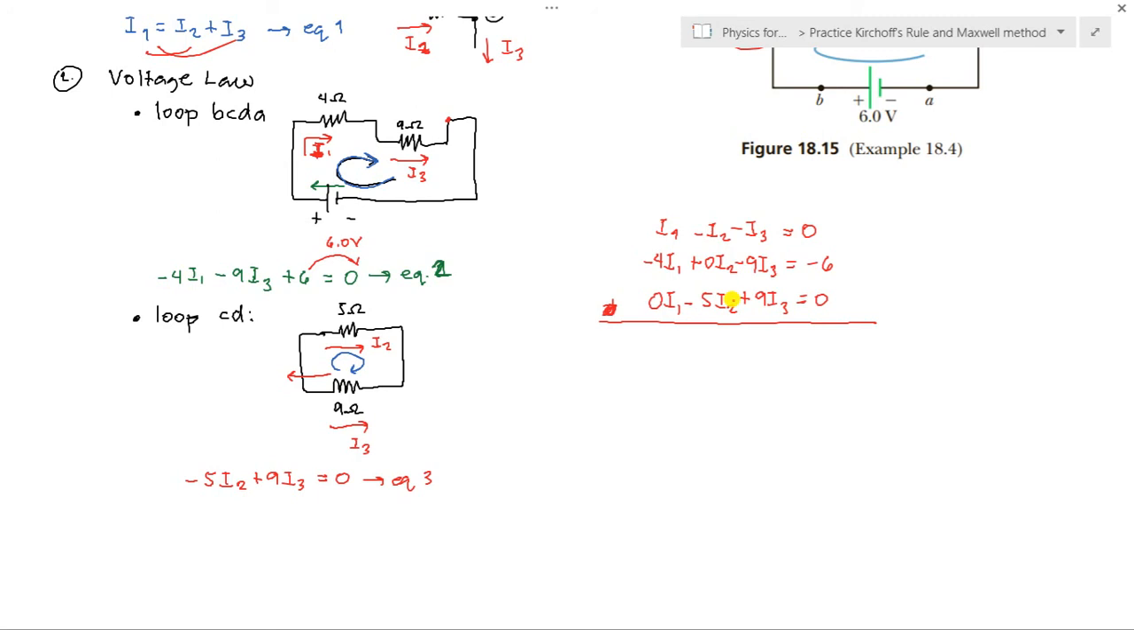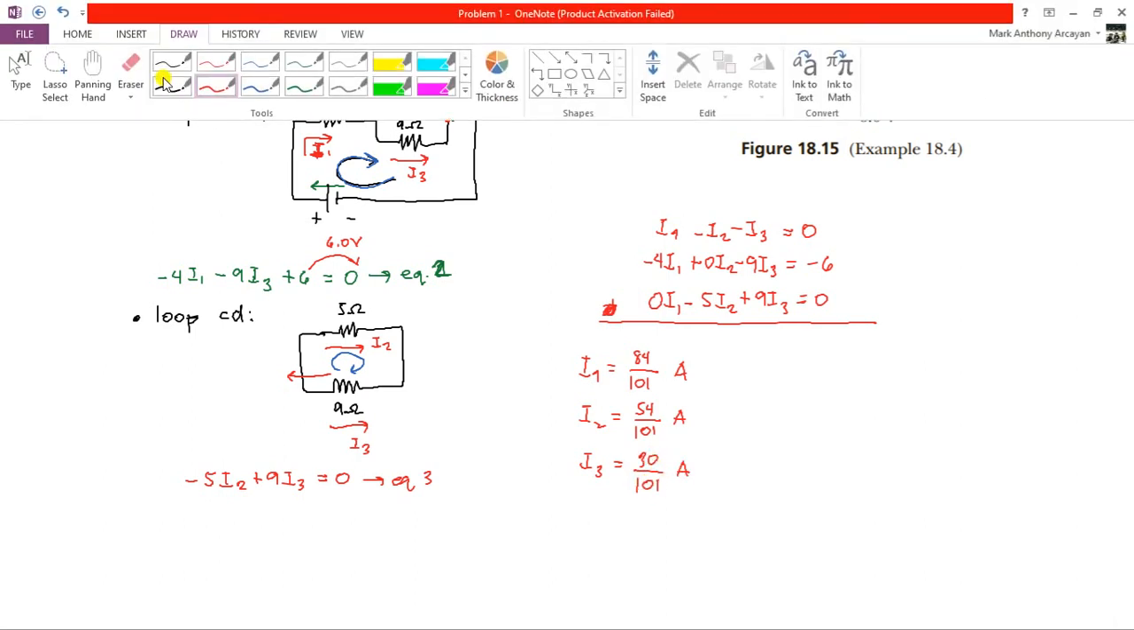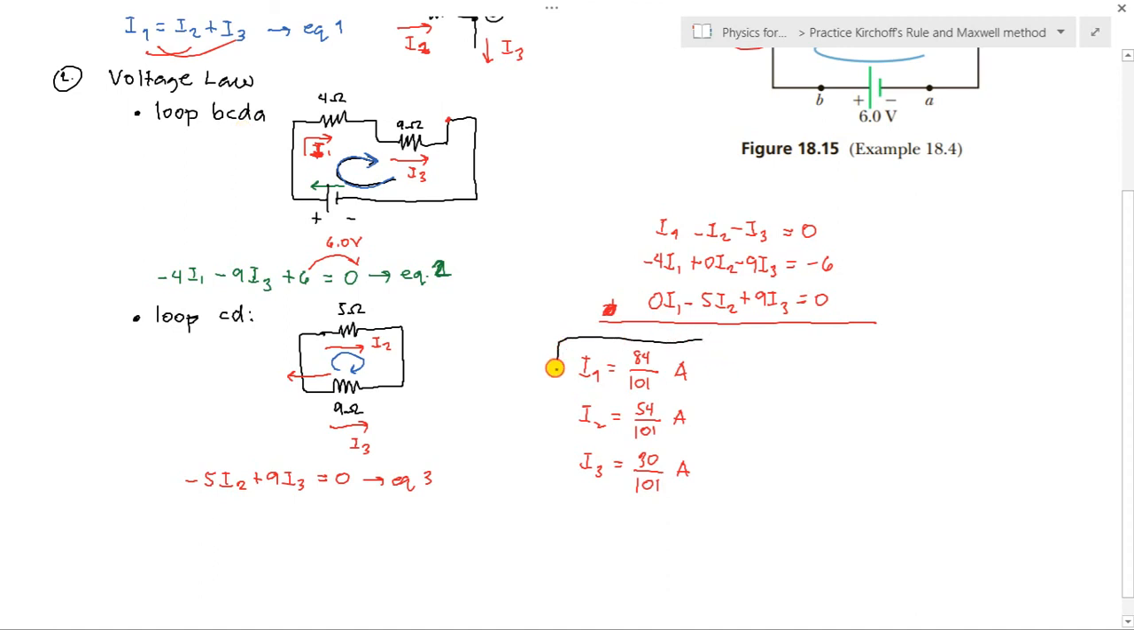So the answer here: I1 is equal to 84 over 101 amperes. For I2, I got 54 over 101, so 54 over 101 amperes. Then for I3, we have 30 over 101 amperes. So that is our answer for our three currents I1, I2, and I3.